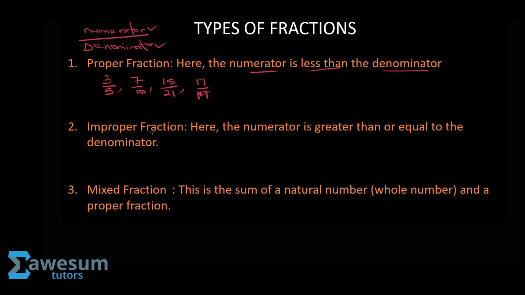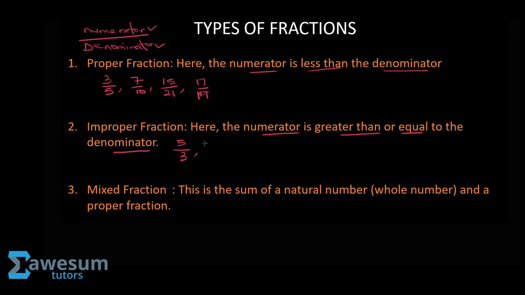What about improper fractions? In improper fractions, numerator is greater or equal to the denominator. Take note, your numerator is greater than or equal to the denominator. An example is 5/3. We said your numerator is greater than or equal to denominator. That means 5 is numerator and it's greater than what? 3. So that's an improper what?